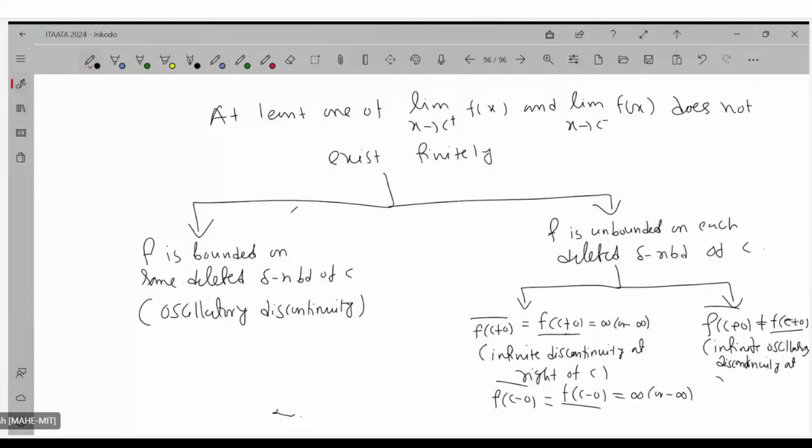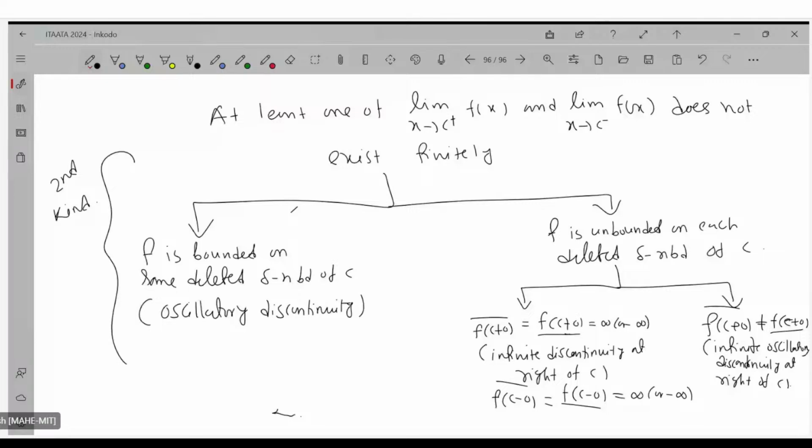Similarly, you have the infinite oscillatory discontinuity at left of C. So all this type of discontinuity are second kind. Second kind of discontinuity. Okay, we'll see examples in the tutorials.